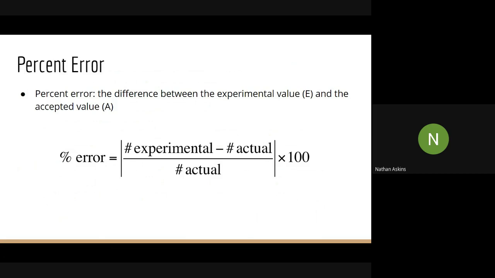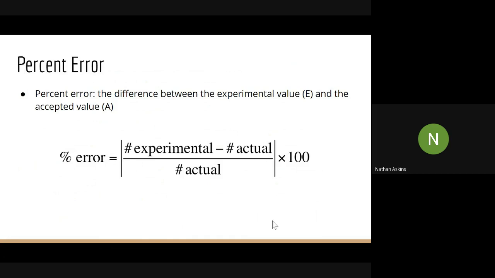So our actual is oftentimes also referred to as the theoretical value. So a lot of times our actual value is going to be something found through mathematics. And it's kind of like our perfect amount that we're able to have.